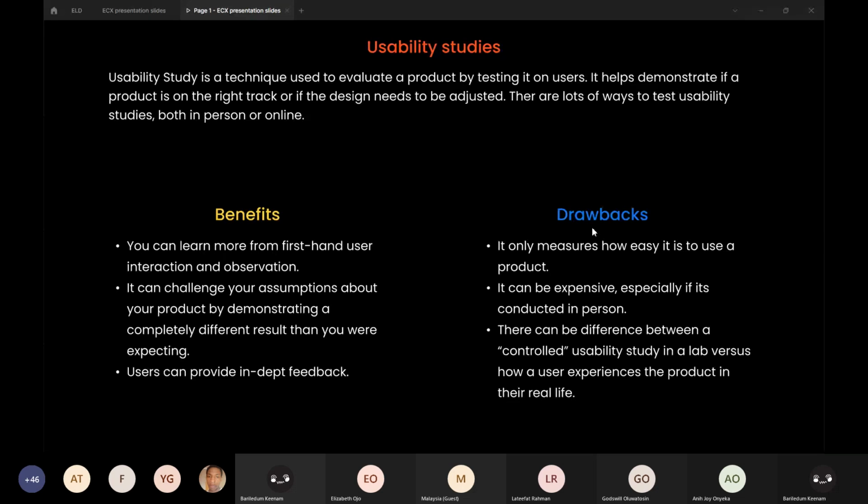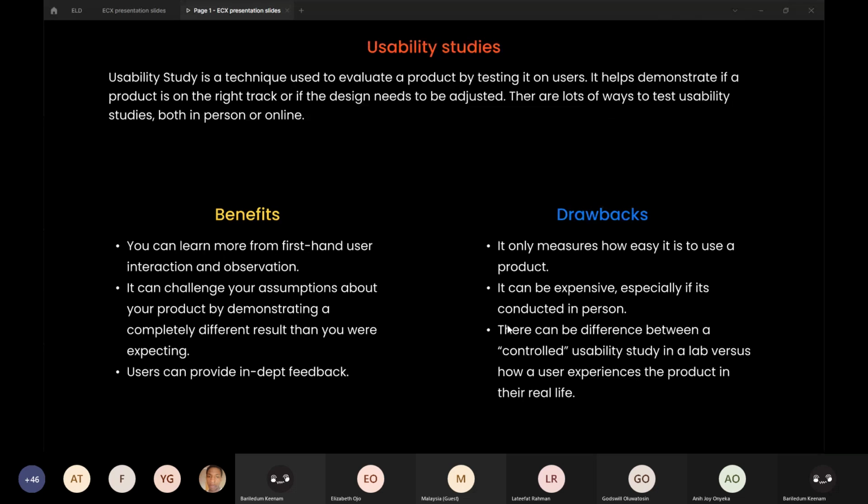So the drawbacks of usability studies: it only measures how easy it is to use a product. It can be expensive, just like conducting an interview. You can imagine if you are building an app for someone outside Lagos and you want to conduct a usability study. Either you go and meet the person or the person comes to you. It can also be expensive.